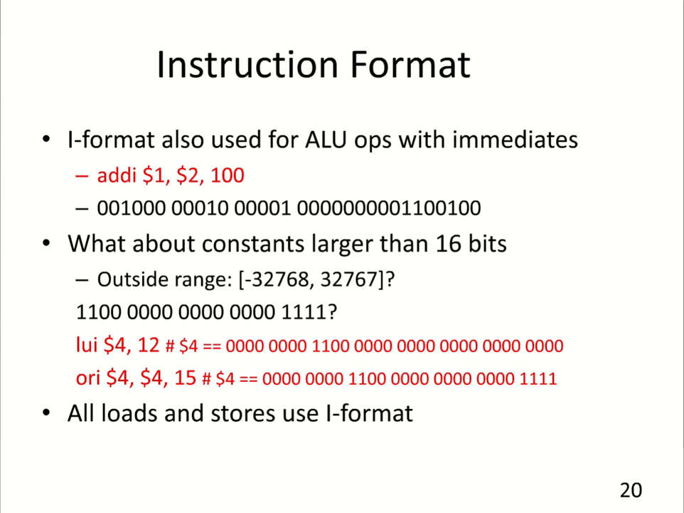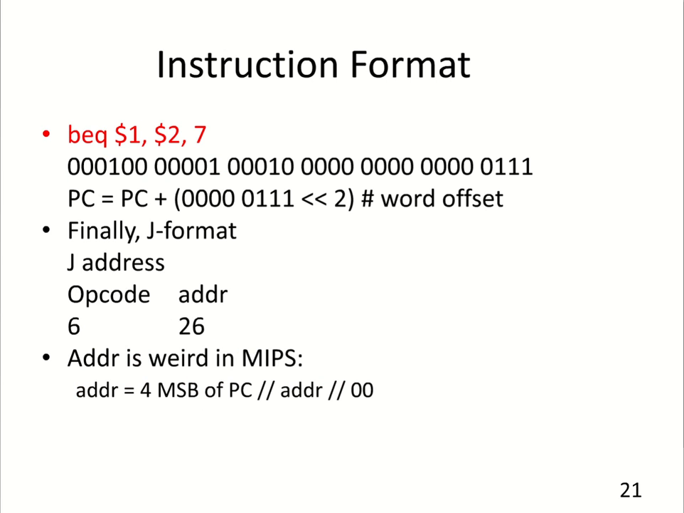All of the loads and stores in the MIPS instruction set use the I format. The branch instructions also use the I format as shown in this example. The only difference is that the immediate offset field is treated a little bit differently. We take the 16-bit immediate offset and we actually left shift it by 2. Now the effect of that left shift by 2 is to turn that offset value into a word offset rather than a byte offset, since shifting left by 2 is equivalent to multiplying by 4, and there are 4 bytes per word.